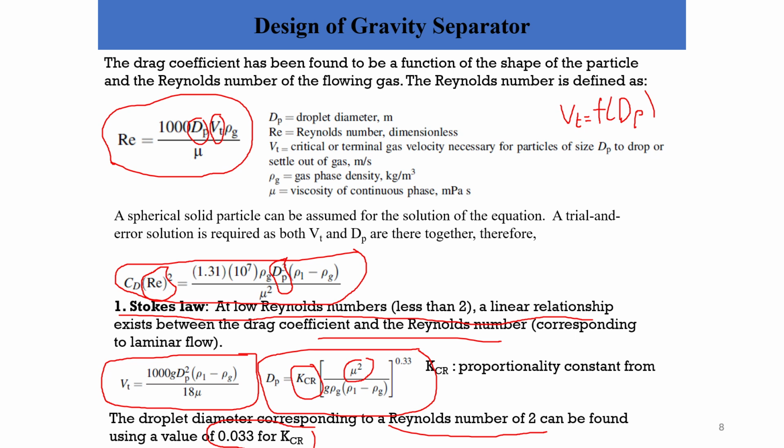And how do we do that? First, we estimate how much dB is. If I assume that you have a very low Reynolds number, this means that you are applying Stokes law, where you can assume a linear relationship between Reynolds number and drag coefficient. Therefore, I can find Vt if I know how much dB is.